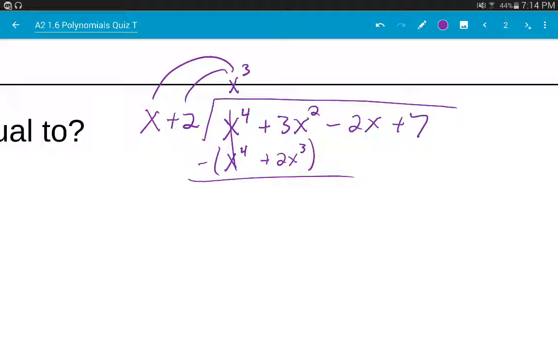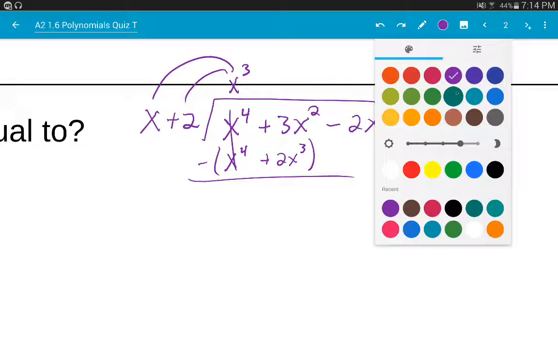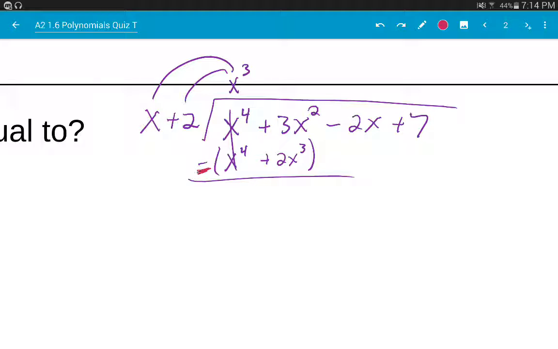Now, these are not like terms, so when they're not like, we just have to bring them both down. This is minus positive 2x cubed, so we bring it down as a negative 2x cubed, and then we bring down the plus 3x squared. And then we start again.